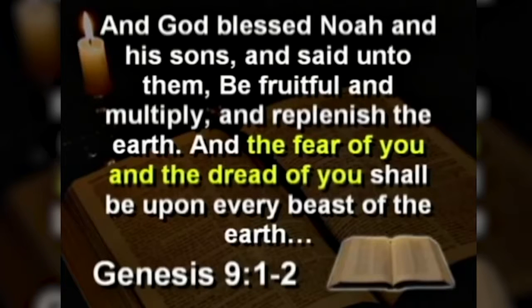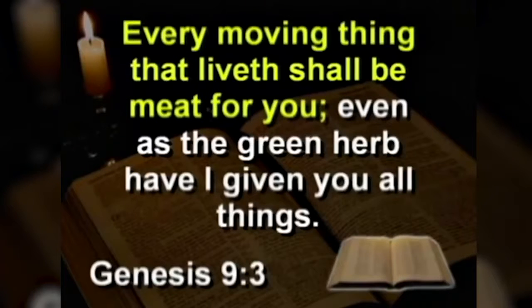After the flood's over, Genesis 9, God blessed Noah and the boys and said, go have a bunch of kids. And boy, they did too. Here we are. He said, and the fear of you and the dread of you shall be upon every beast of the earth. You know, the first change after the flood, animals became afraid of man. They weren't afraid before. Now they became afraid of man. Second change after the flood, God said, Noah, every moving thing that liveth shall be meat for you. Now you can eat meat.